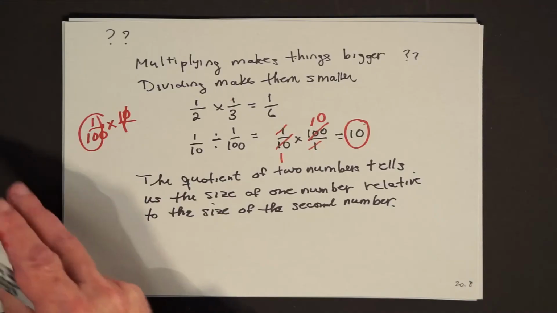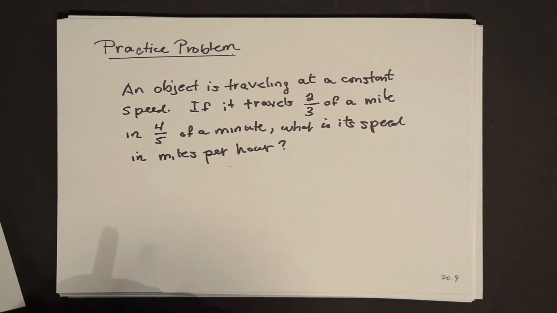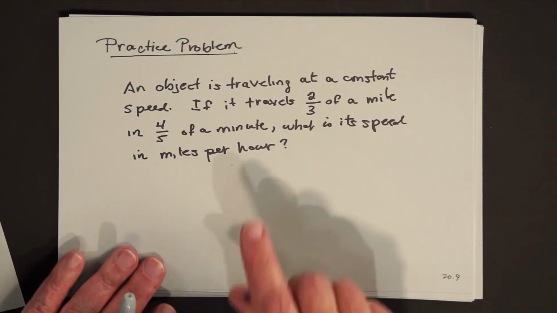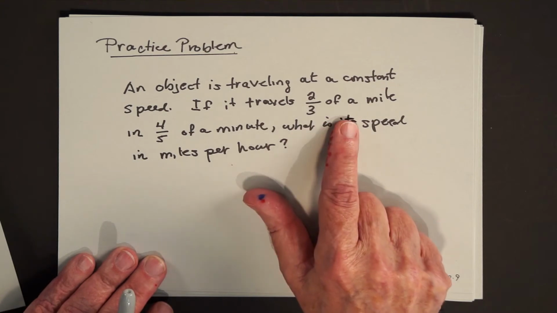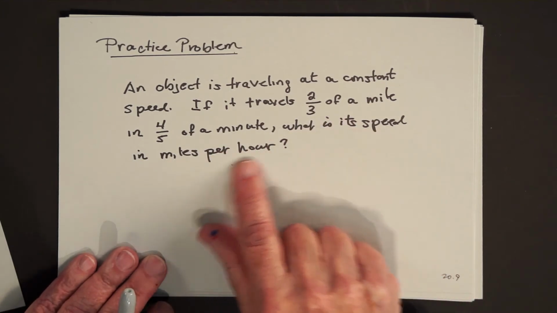Remember what our practice problem is. You pause the video, do the problem, and then resume the video. And so let me tell you what our problem is today. It says an object is traveling at a constant speed. If it travels 2/3 of a mile in 4/5 of a minute, what is its speed in miles per hour?